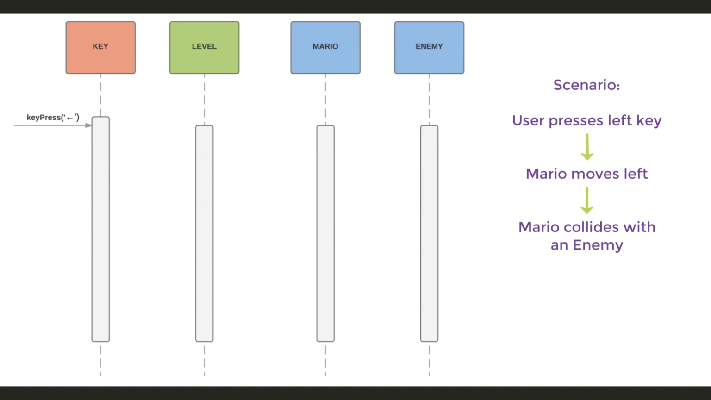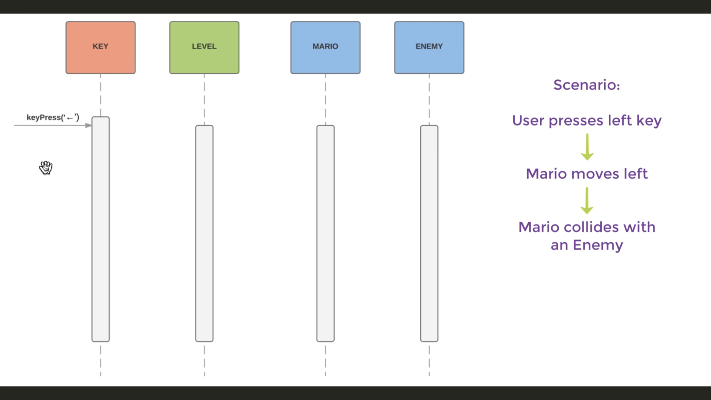Let's take a look here at the sequence of actions that happens when a user presses left and we know that Mario is going to collide with an enemy. The first thing we need to do is, within the key class, interpret that left arrow character and change it into something that the level class can use.